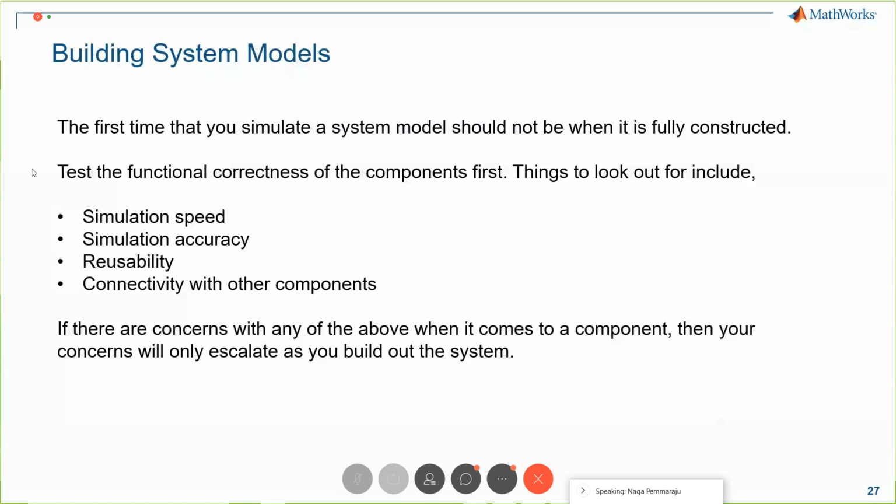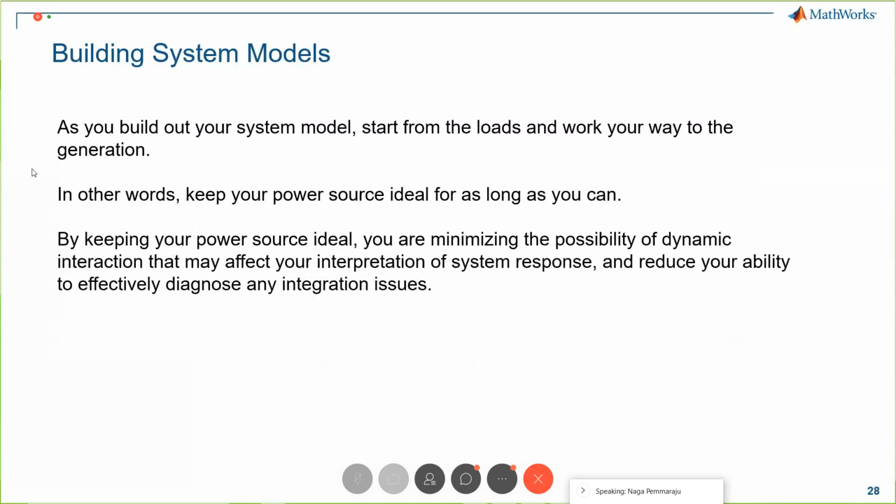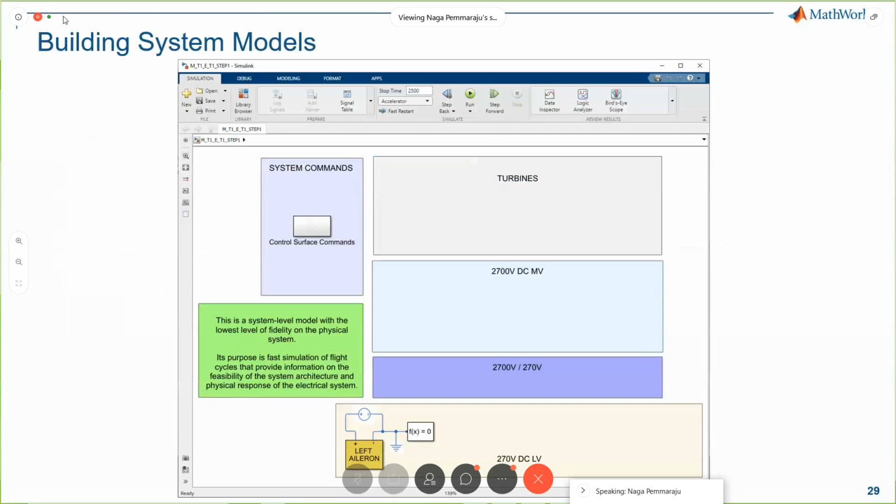So if these are my criteria, where do I start? It's not ideal to put everything together, run the system, and then get into trouble. So the ideal way is maybe you start with having a power source, an ideal one as long as you can, and then start with the loads. First start with the loads and slowly start building on top of that. So in this system, let's start with one aileron, which is acting as one load for me.